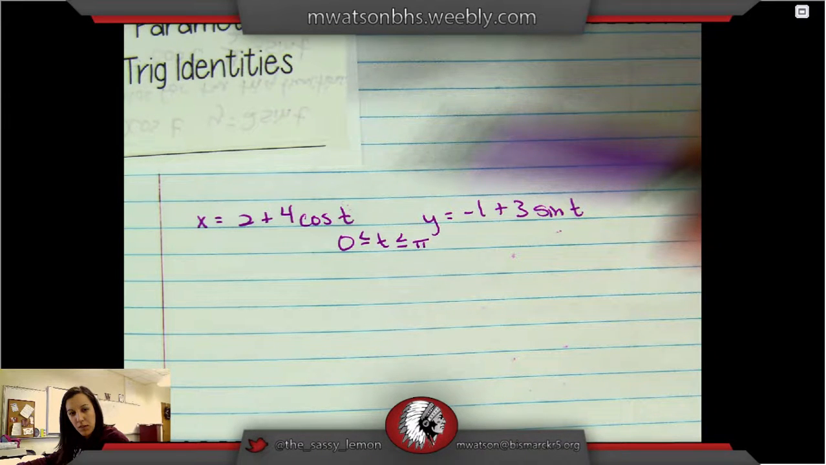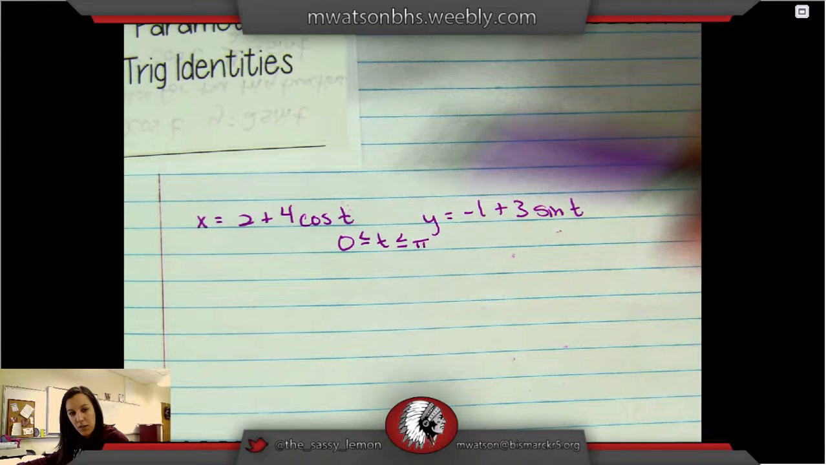We've got to get rid of constants first. And then we're going to divide both sides by 4 and get (x minus 2) over 4 equals cosine of t. Now we do the same for y. We're going to have y plus 1 equals 3 sine of t, and then divide both sides by 3 and get (y plus 1) over 3 equals sine of t.